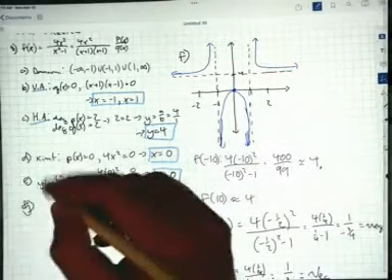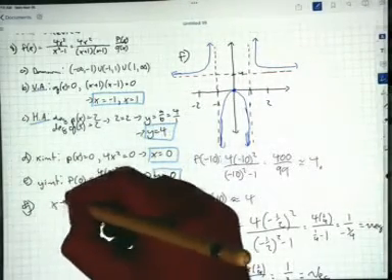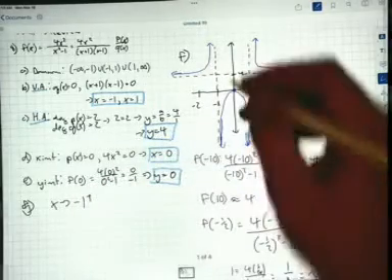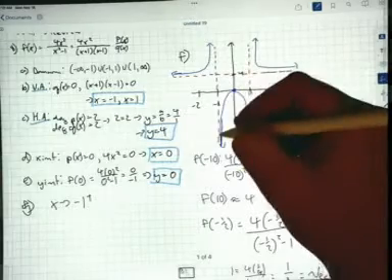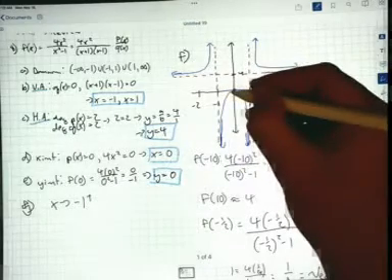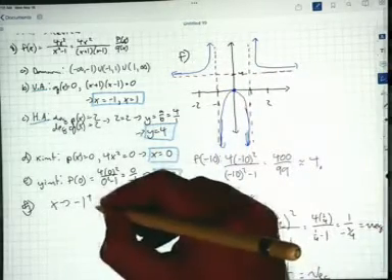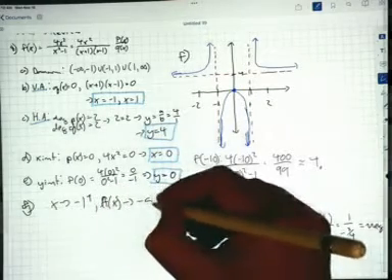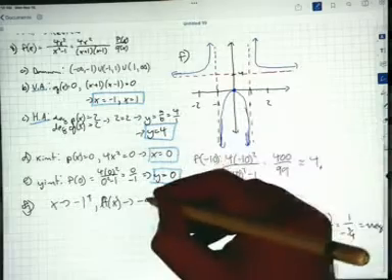E, F, G. As x is approaching negative 1 from the right, so as we're going to negative 1 and you're on the right side of negative 1, the graph is going to, f of x is approaching negative infinity. It's going down. That's G.